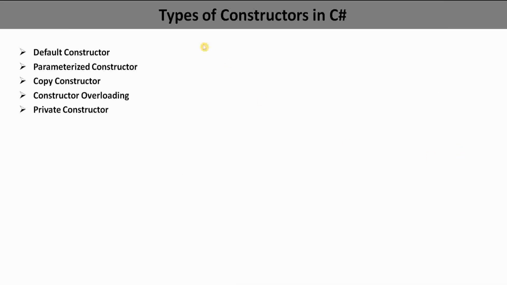Next we have types of constructors. So how many types do we have? First, we have the default constructor, meaning parameterless constructor. Second, we have the parameterized constructor. Third, we have the copy constructor, next is constructor overloading, and next is the private constructor. We will see all these constructor types one by one with examples.